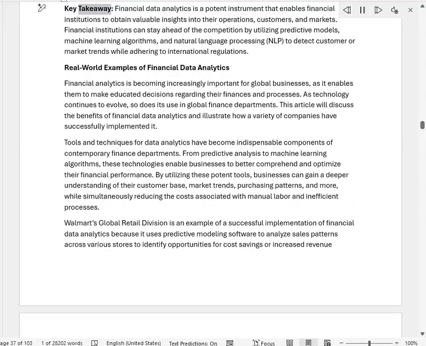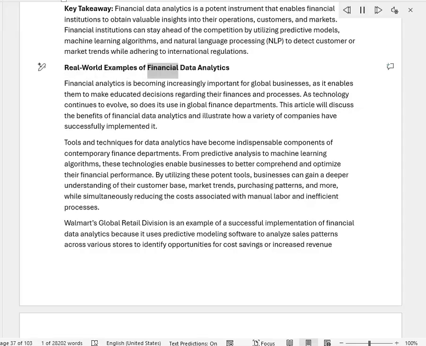Key takeaway: financial data analytics is a potent instrument that enables financial institutions to obtain valuable insights into their operations, customers, and markets. Financial institutions can stay ahead of the competition by utilizing predictive models, machine learning algorithms, and natural language processing, NLP, to detect customer or market trends while adhering to international regulations.